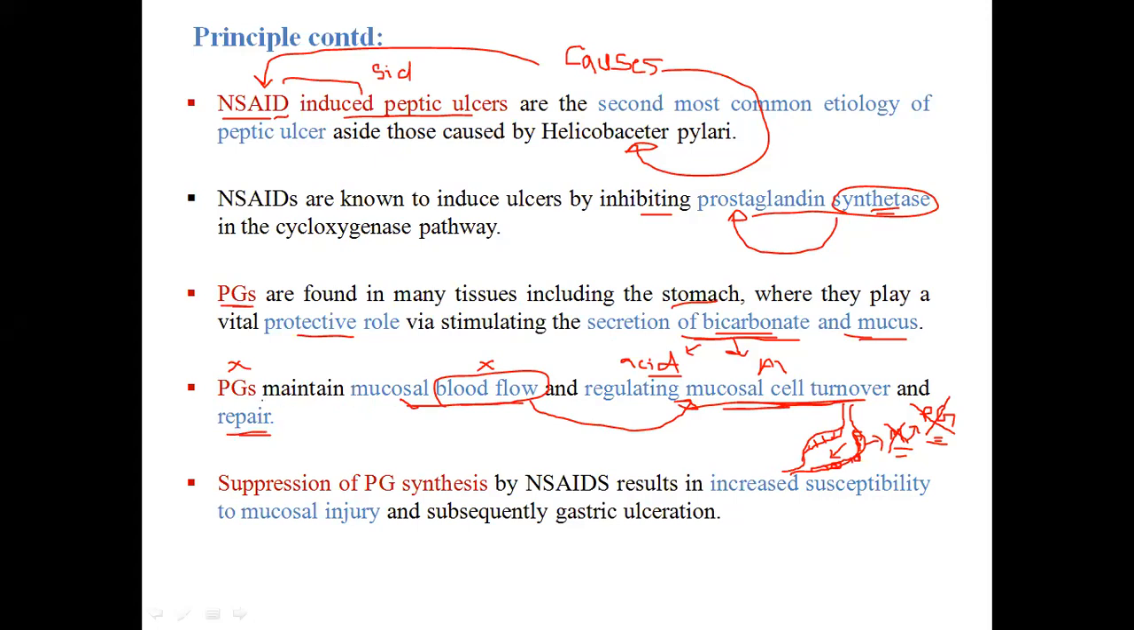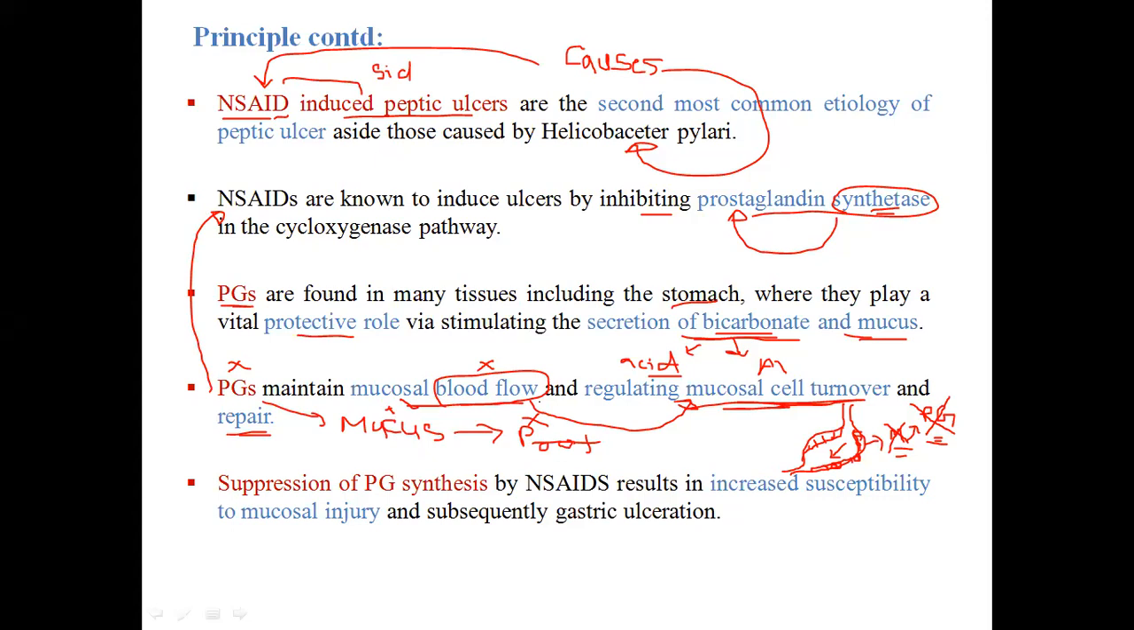Okay, so in short, PG is responsible for mucus formation, and mucus formation is responsible for protection. If PG is not present, mucus will not be secreted and protection will not be present. Now this PG is inhibited by NSAID.